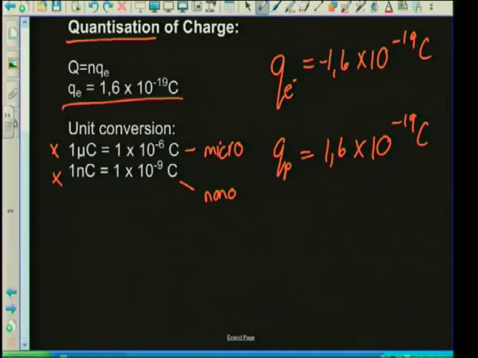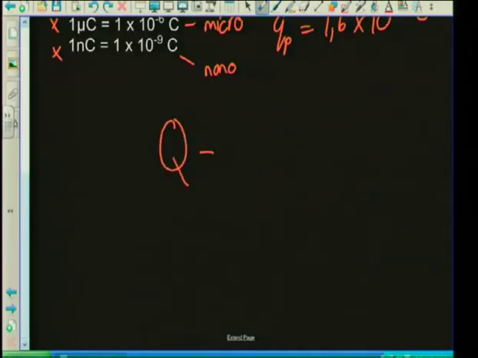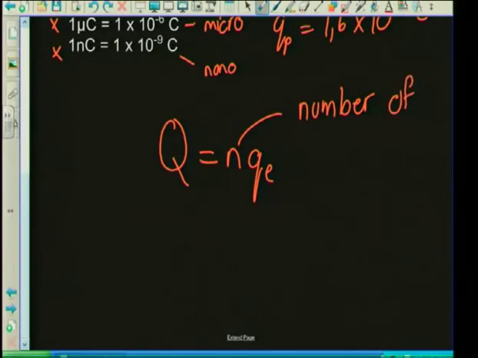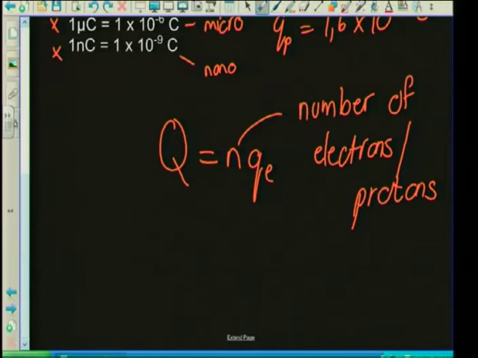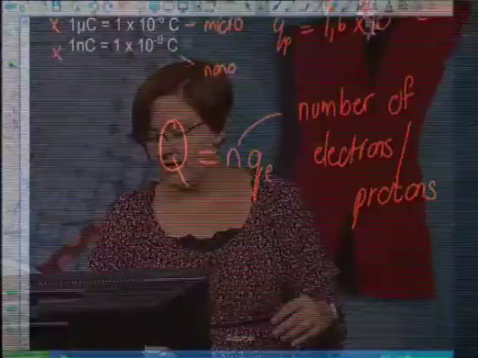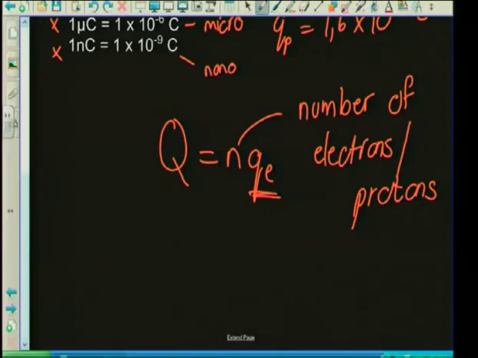The equation, which got a little hidden there, says Q equals n Qe. n is the number of electrons or protons. If it's a positive charge, then it's the number of protons we're using. If it's a negative charge, then it's the number of electrons we're using. So if we have 7,000, I'm going to go 7,000 times 1.6 times 10 to the minus 19. Qe is a constant.